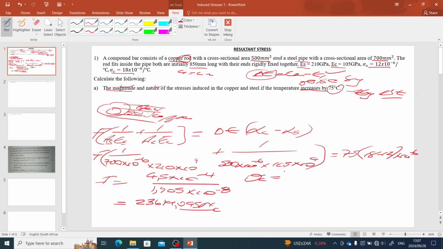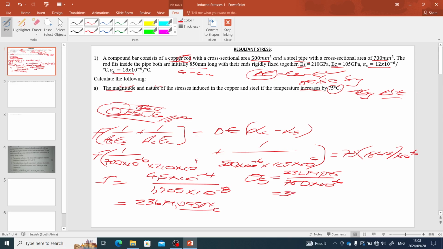The one that we've calculated is 23,619,095 divided by the area of copper, which is 700 times 10 to the power negative 6. Then I got copper as 500. This one is for steel. Okay, we are calculating the stress for steel.